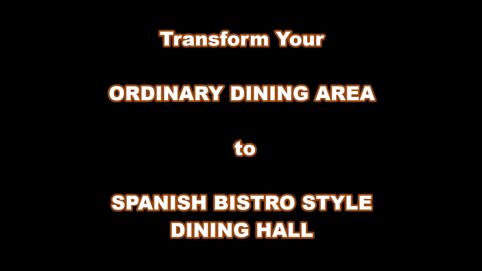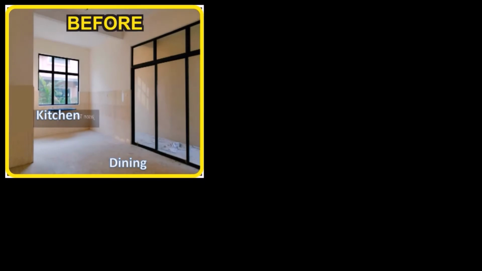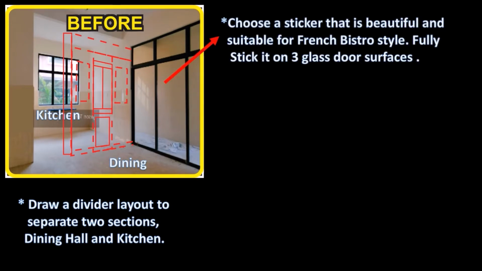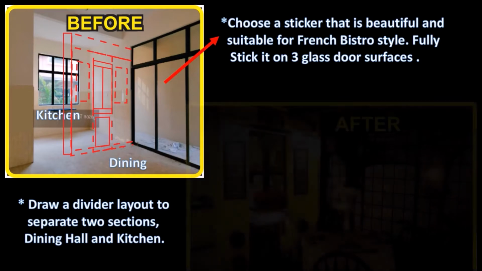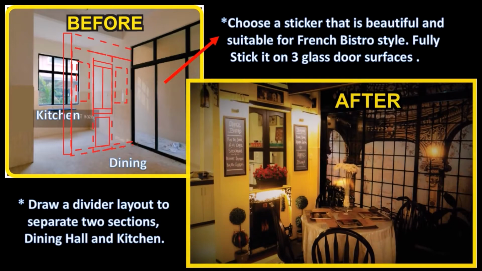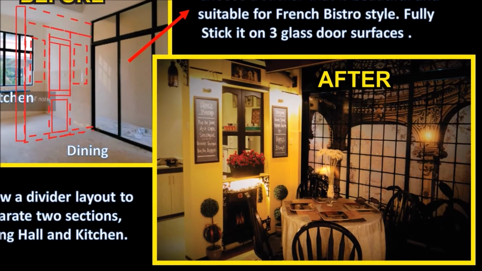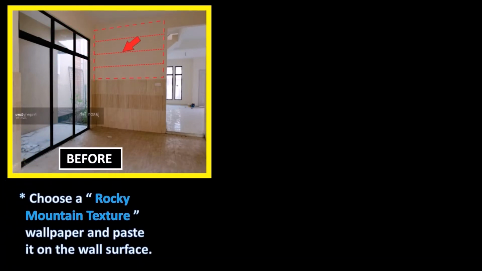Transform your ordinary dining area to Spanish bistro style dining hall. Draw a divider layout to separate two sections, dining hall and kitchen. Choose a sticker that is beautiful and suitable for French bistro style. Fully stick it on 3 glass door surfaces. Choose a Rocky Mountain texture wallpaper and paste it on the wall surface.